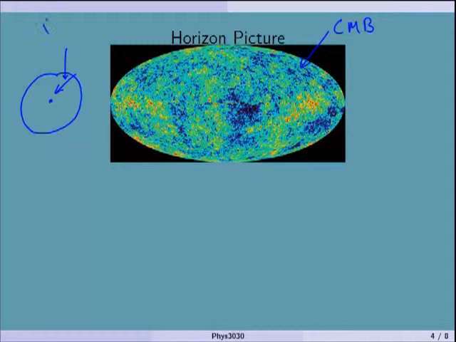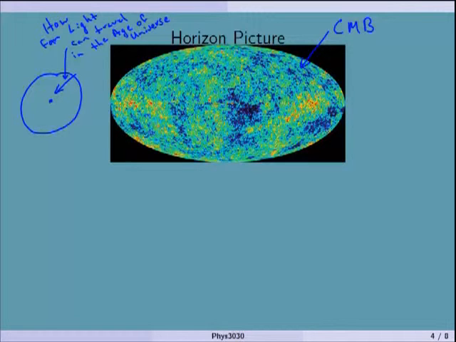So, how far can light travel in the age of the universe? Okay. Since the speed of light is finite, it can only have traveled so far since the beginning of the universe, and that's as far back in time as we can see, but that's also as far out as we can see, and that's the horizon.